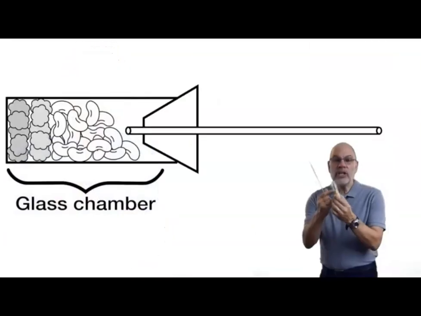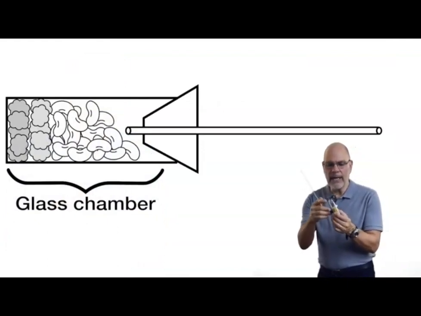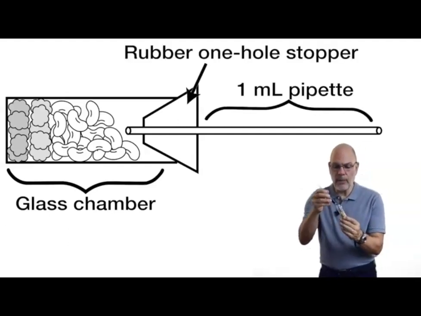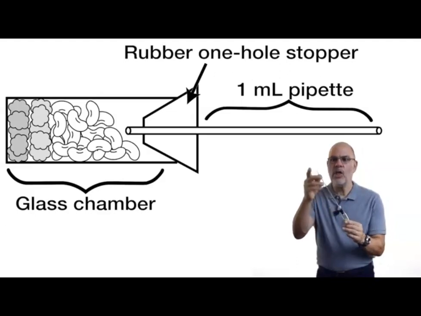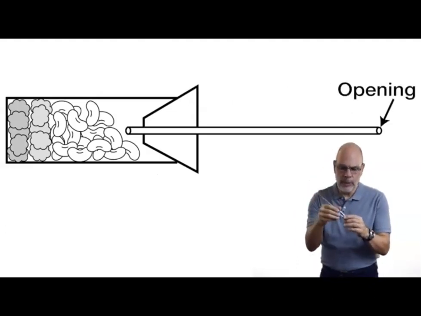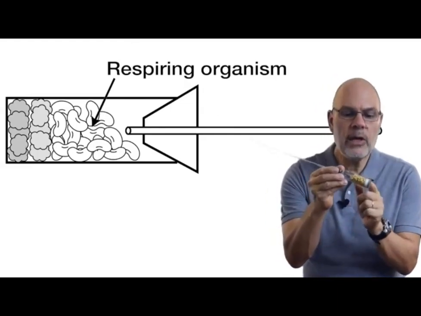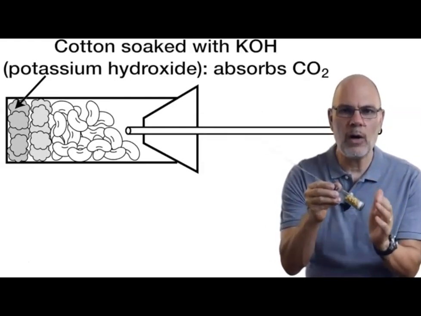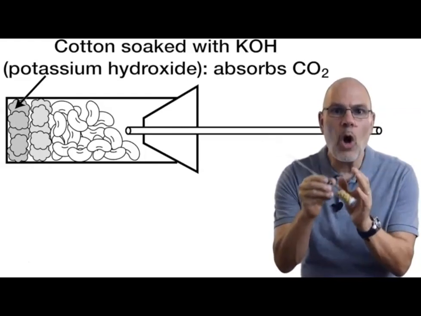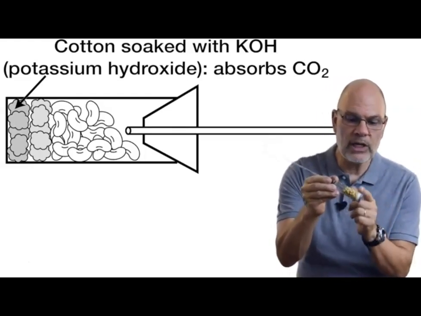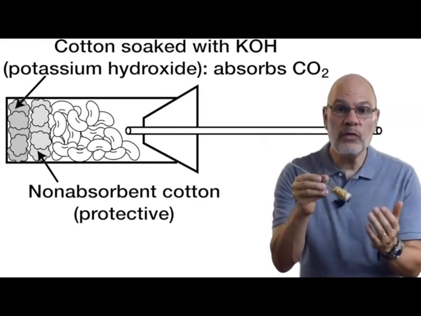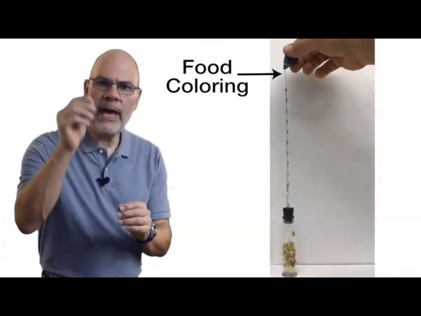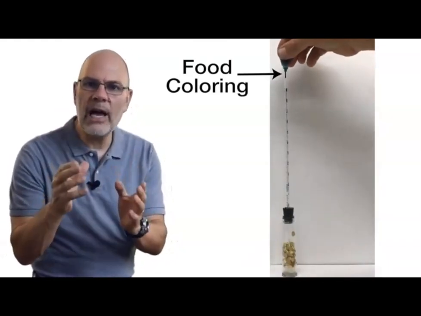Here's how it works. There's a glass chamber, like a test tube or a small bottle. At the opening, there's a 1 milliliter pipette that's been jammed through a rubber stopper. And when the rubber stopper is in place, the only opening into the system is through this hole. Our respiring organism goes in here, and then there are 2 layers of cotton. One is absorbent cotton. We're going to soak that with KOH, a strong base, and what that does is it chemically absorbs all the carbon dioxide that's produced by the respiring organism. And then there's a layer of non-absorbent cotton whose function is to protect our respiring organism from that strong base. You seal off the top of the pipette with food coloring, or you can immerse the entire system in water.